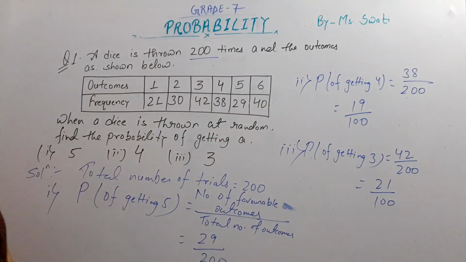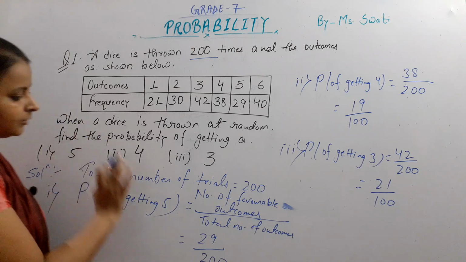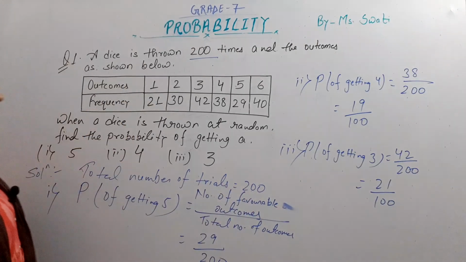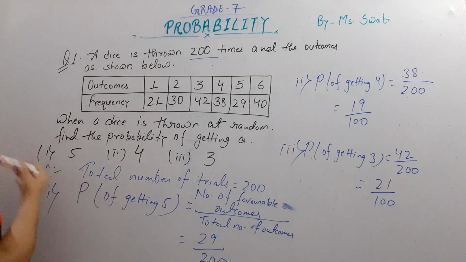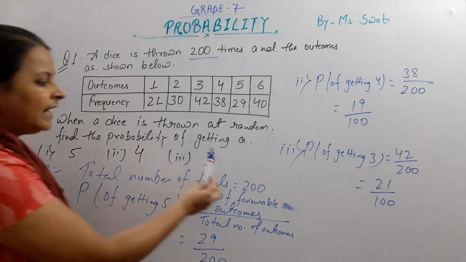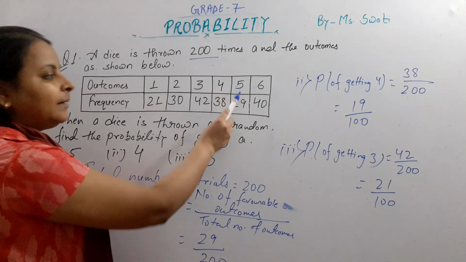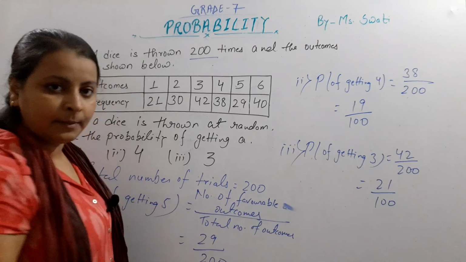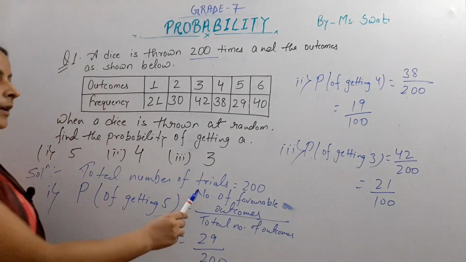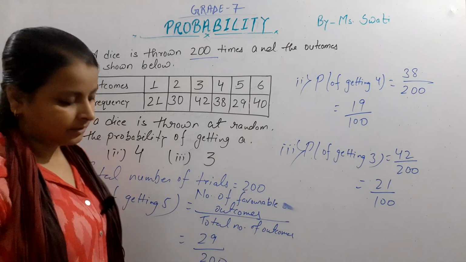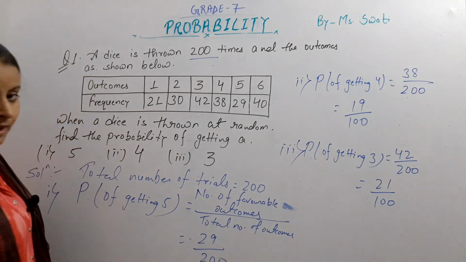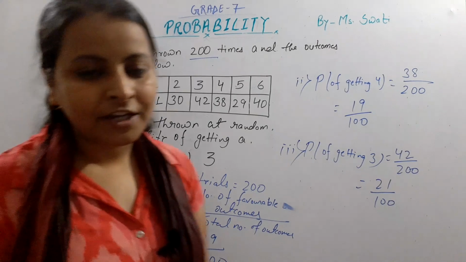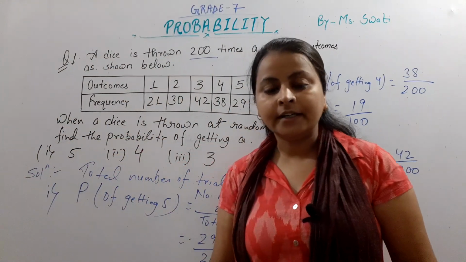Okay. So, what do we do first? First we read the question and write down what is given. Here it is given that the total number of trials is equal to 200. Now, what we have to find out? We have to find out the probability of getting 5, 4 and 3. Here we see that 5 occurs 29 times. So, the probability of getting 5 is equal to number of favorable outcomes by total number of outcomes. Favorable outcomes means how many times 5 occurs: 29 times, by 200. Okay. In this way we solve this question. So, we move to our next question.